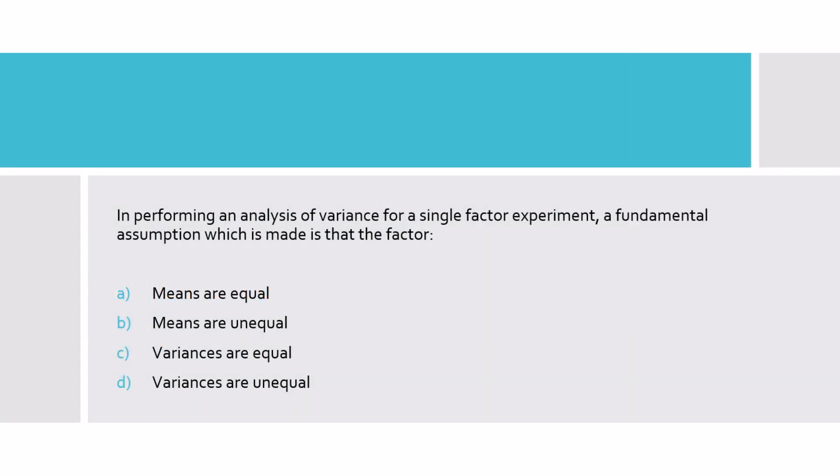My question is, in performing an analysis of variance for a single factor experiment, a fundamental assumption which is made is that the factor: A, means are equal, B, means are unequal, C, variances are equal, and D, variances are unequal. So for A, means are equal.